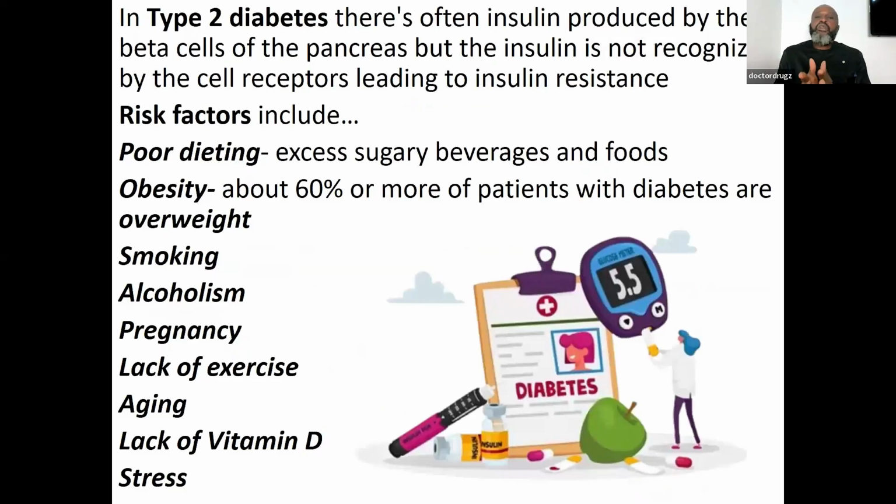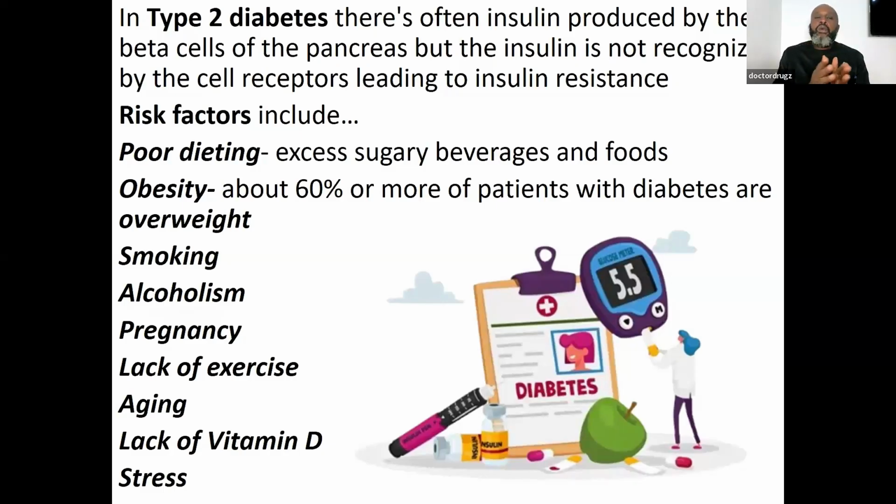In type 2 diabetes, there's often insulin produced by the beta cells of the pancreas, but insulin is not recognized by the cell receptors, leading to insulin resistance. When you hear insulin resistance, it's just a diplomatic way of saying type 2 diabetes. Now, it often happens at the early stage. We call it insulin resistance because we don't want to make someone so scared. It's actually, in fact, just another way of saying type 2 diabetes, or a more subtle way of saying type 2 diabetes.